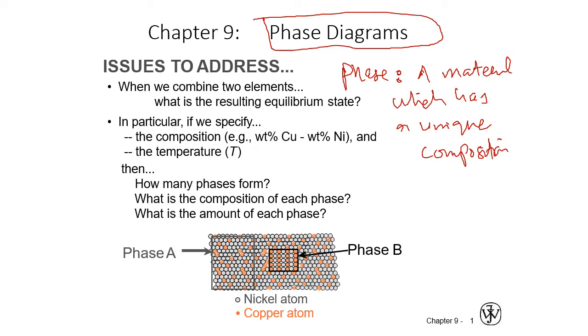For example, if you have an alloy of nickel and copper atoms, then at one end you will see that the composition is different, and at the other end you will see the composition is different. So it is phase A and it is phase B. Just name it, right? In this chapter we will combine two elements resulting in an equilibrium state. When we are given the temperature and the nickel or the copper weight percentage, then we can find out how many phases are there, what is the composition of each phase, and what amount of each phase is present there, right?